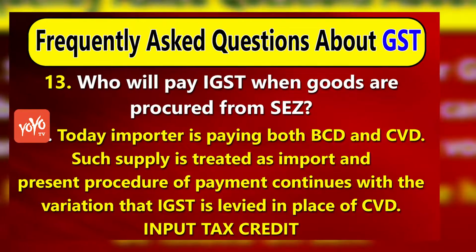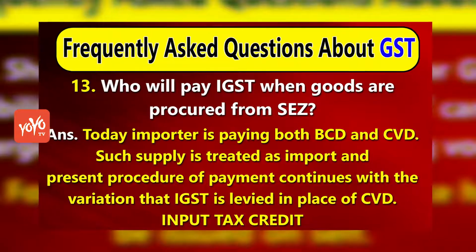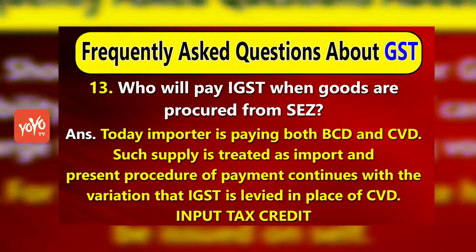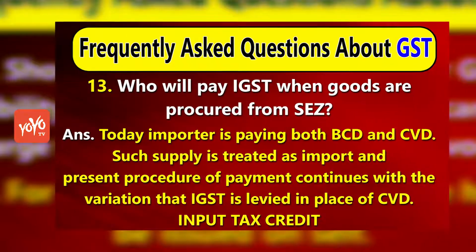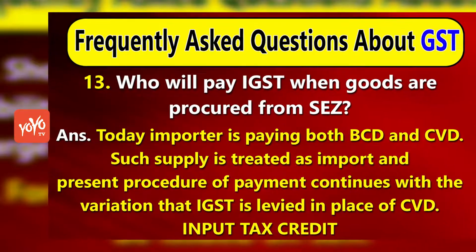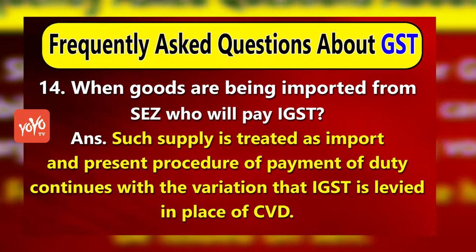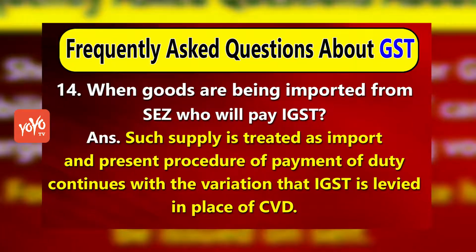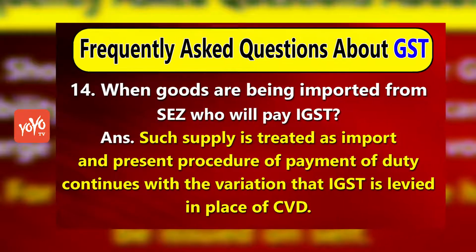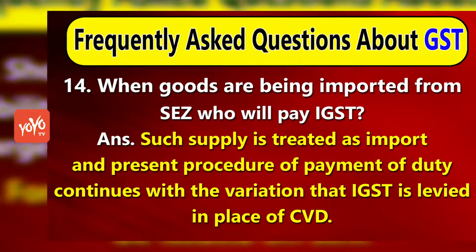Question. Who will pay IGST when goods are imported from SEZ? Answer. Today, the importer is paying both BCD and CVD. Such supply is treated as import and the present procedure of payment continues with the variation that IGST is levied in place of CVD. Question. When goods are being imported from SEZ, who will pay IGST? Answer. Such supply is treated as import and the present procedure of payment of duty continues with the variation that IGST is levied in place of CVD.